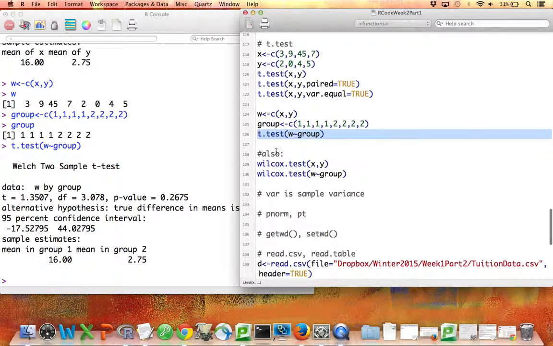You can do the same thing for rank sum tests. So for Wilcox test, you can do x comma y or w tilde group.